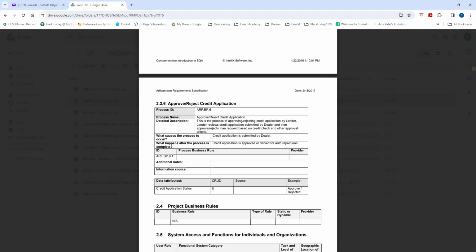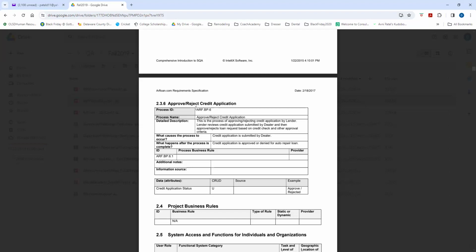So if you recall, we talked about the Amazon example of buying things from Amazon. It's the same thing. You may have a component that displays all the products. The other one would be shopping a given item and putting it into the cart. Then there will be a checkout, then a payment, and then track shipment status. Similarly, this is what's happening in the Arfloan.